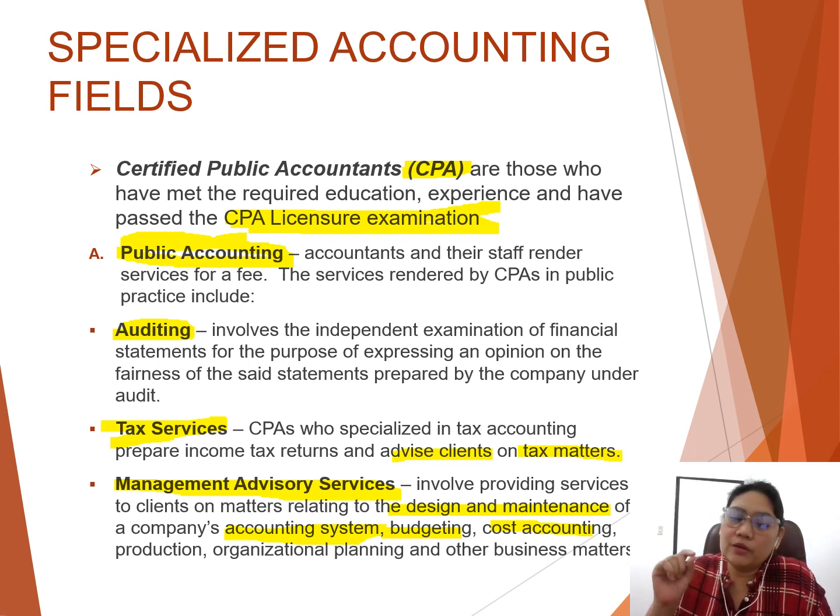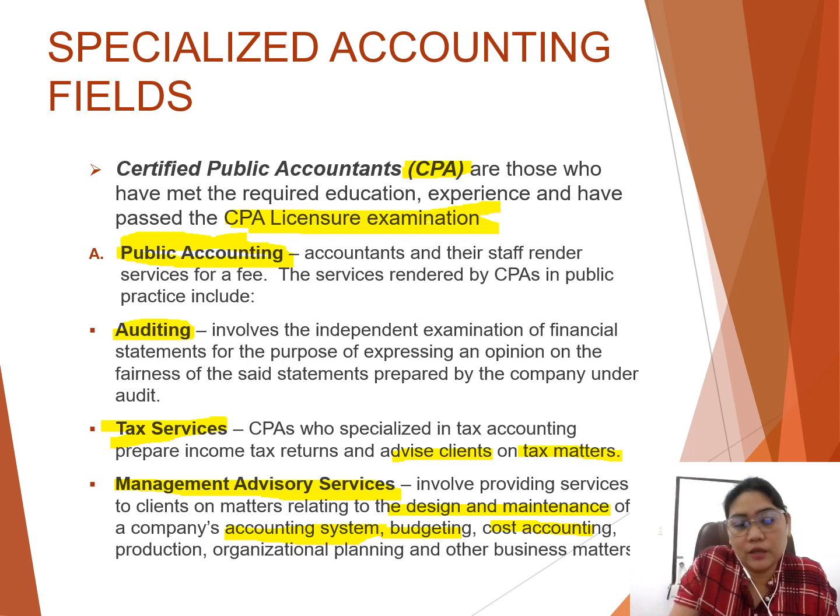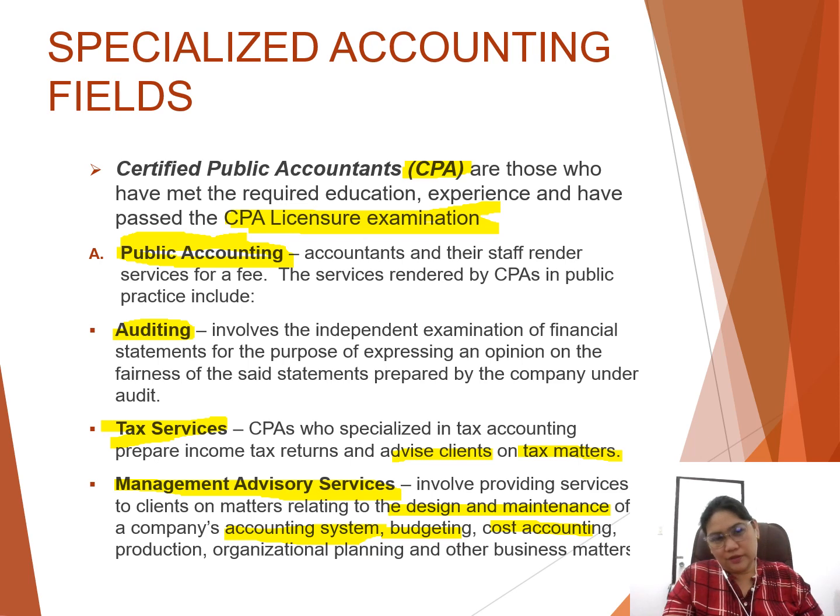Ibig sabihin, mayroong isang, kunwari, example nito, mayroong isang kumpanya na nalulugi na. So, kukuha siya ng accountants para i-assess kung saan ba yung pagkakamali nila when it comes to management. And then they will use the financial information provided by that accountant. Okay, tapos yung accountant magbibigay ng mga advice as to yan, accounting system, siya din yung pwedeng magbigay sa pa-budgeting, sa production, ayan. So, yun yung management advisory services.